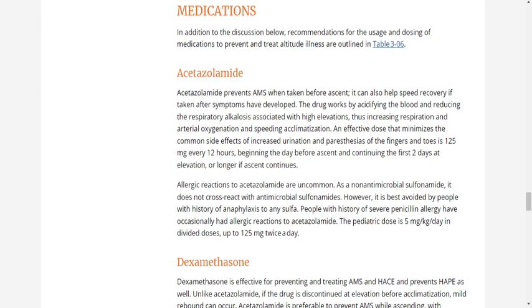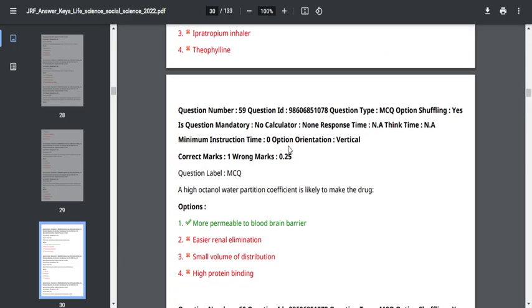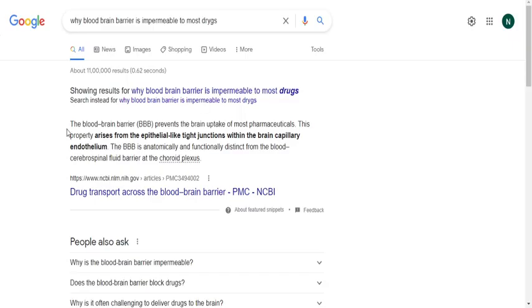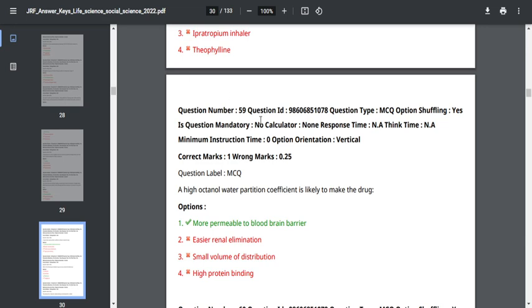Okay. Next question is with regard to a high octanol-water partition coefficient being required to make the drug more permeable to the blood-brain barrier. Of course, not all drugs are able to cross this BBB layer, because there are epithelial tight junctions present between the blood capillary endothelium. So that's why the drugs cannot enter through the BBB. But a few drugs which have a high octanol-water partition coefficient can, you can think about a person who is taking alcohol.